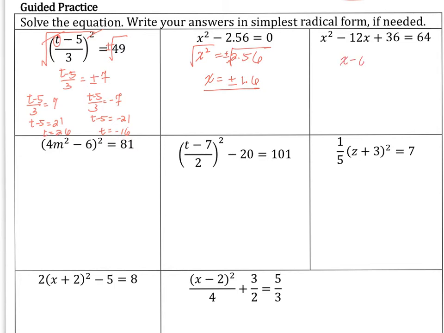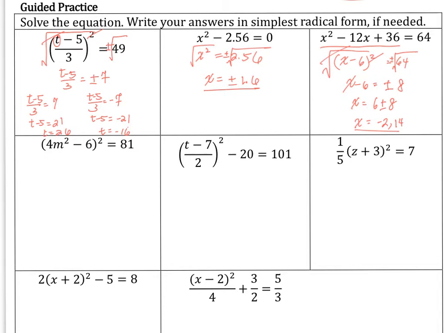x minus 6 squared equals 64. So first factor the trinomial on the left hand side, and then we can take the square root of both sides, cancel out, positive or negative 8. So x equals 6 plus or minus 8. So we have two answers. 6 minus 8 will be negative 2, or 6 plus 8, 14.